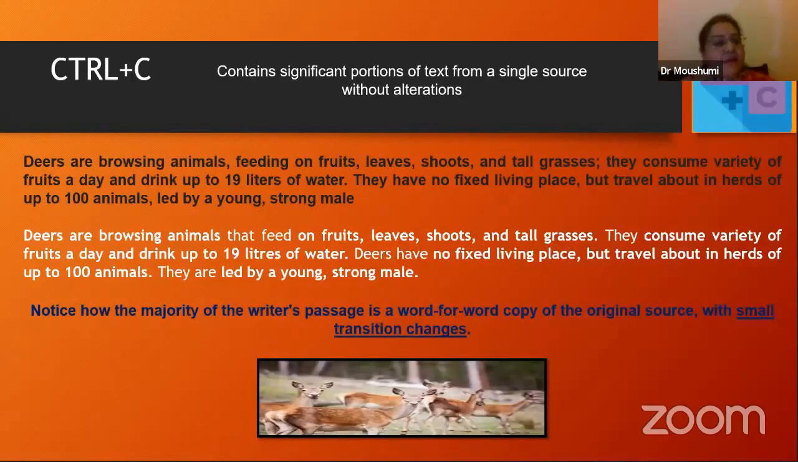Control C, the copy. Here, what you do is copy word to word, but with little bit of changes here and there. You are satisfied. Yes, little bit of alterations I've done. No, my dear participants, you will be caught by the plagiarism testing mechanism.